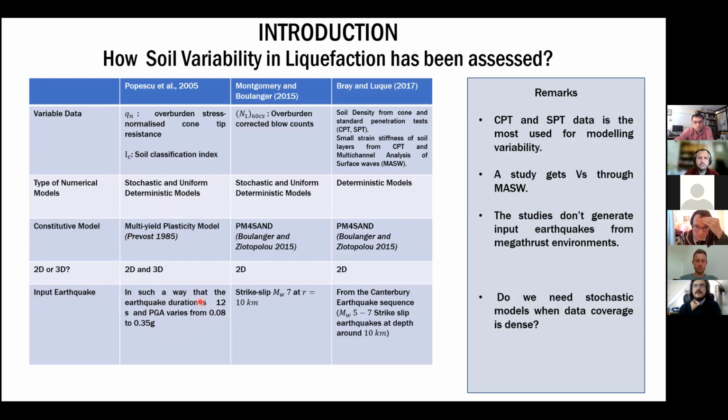Here we see something really interesting: the duration of 12 seconds is really low compared with the duration of megathrust earthquakes, which can last, for example, more than 1 minute. So this is a really important difference.